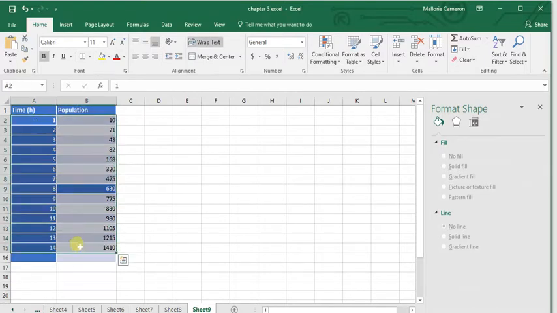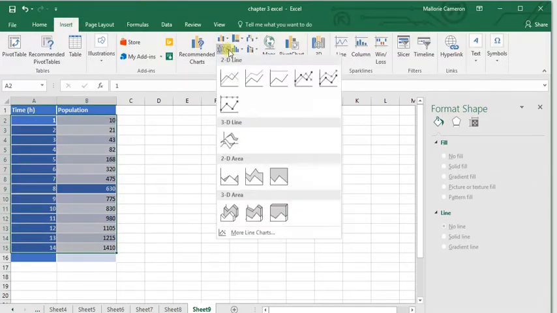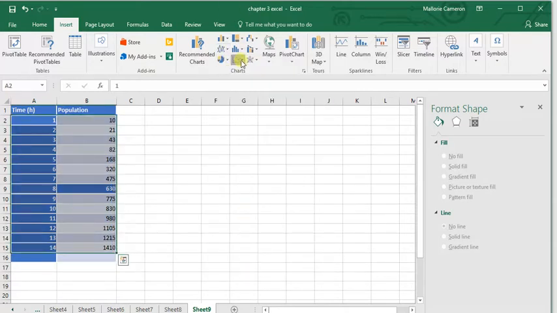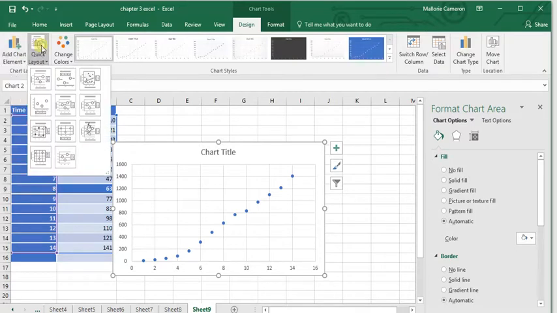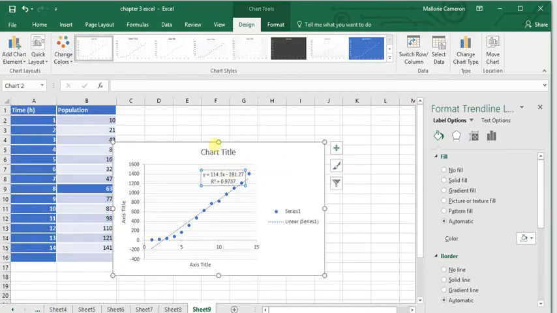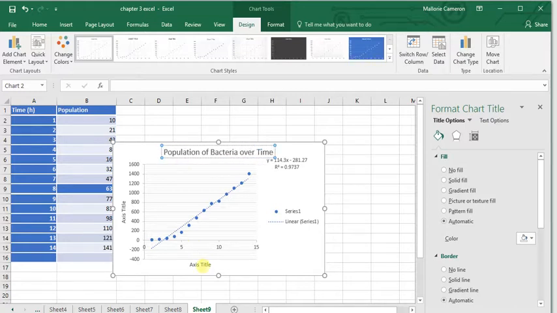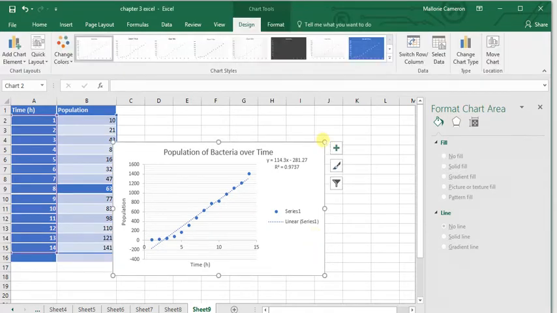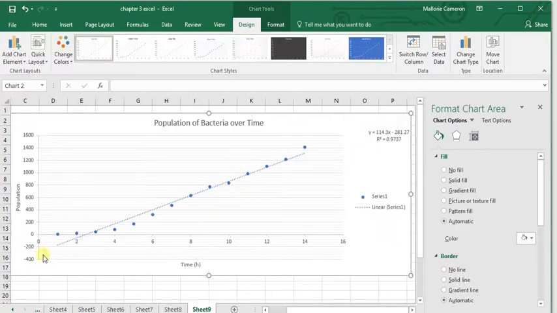So what we want to do is insert a line graph scatter plot. Add quick layout. Let's do the entire thing, because it immediately gives us our line of best fit for our linear regression. This is going to be population of bacteria over time, with our time axis in hours, and this is going to be our population. When I take a look at this, it looks like a pretty good fit. We have a couple points on the upper side of the line of best fit and a couple on the lower side.